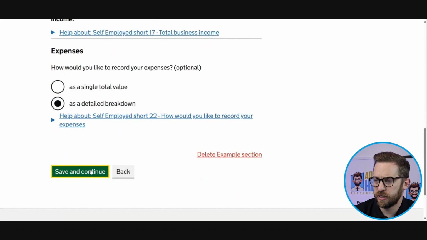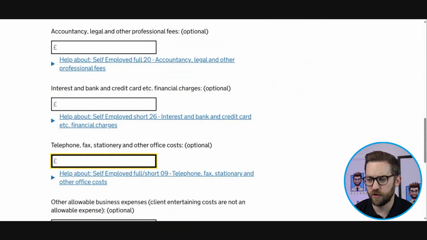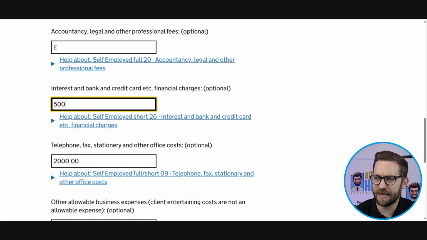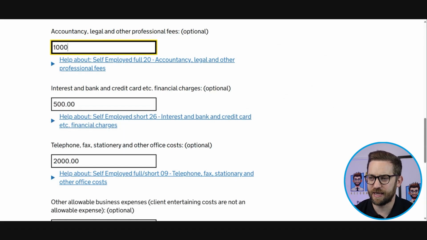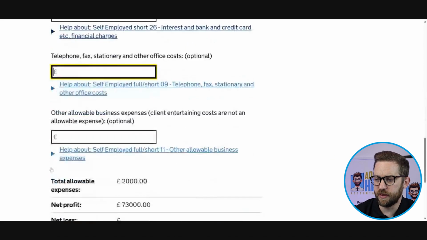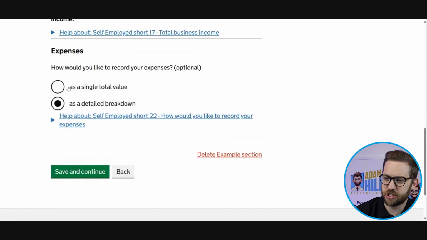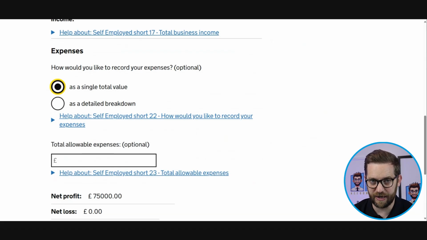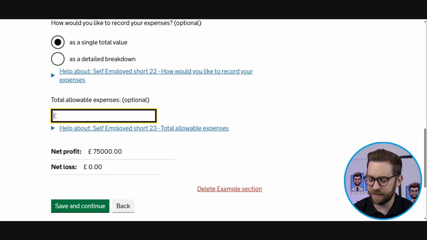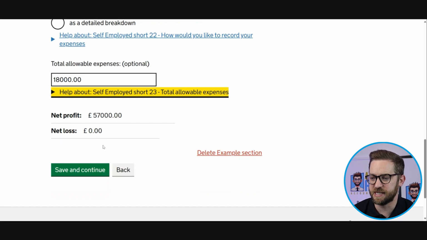So if I tick detailed, and I move on to the next page, you can see you've got a bunch of boxes and you could provide the details of, well, I spent £2,000 on telephone, fax and stationery, and 500 on bank interest, and 1,000 on accountancy and legal fees. That's one option. If you have that information available, then you can use that breakdown. I'm going to head back to the previous page and select a single total value. I'm able to then just group together my expenses, and let's say they came back to £18,000, and I'm going to provide them as one figure rather than breaking them down into different sections.